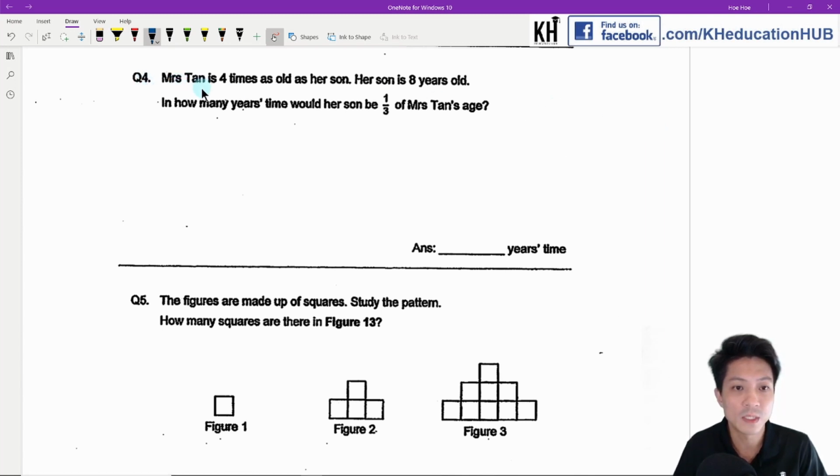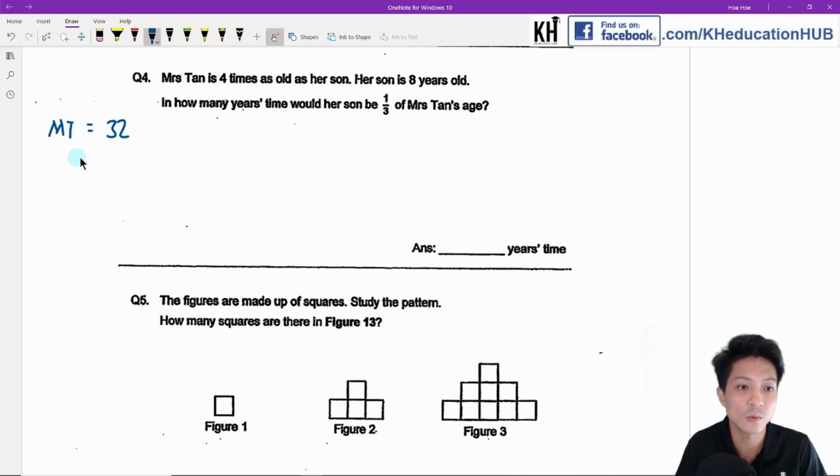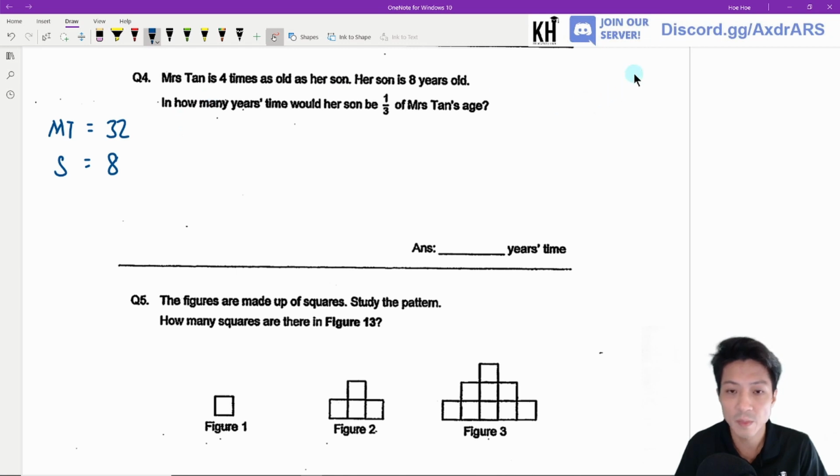Question 4. Mrs. Tan is 4 times as old as her son. Her son is 8 years old. In how many years' time would her son be 1/3 of Mrs. Tan's age? So which means that Mrs. Tan is equals to 8 times 4, which is 32. The son is 8 years old. So remember, for any age-related question, it is always a constant difference.